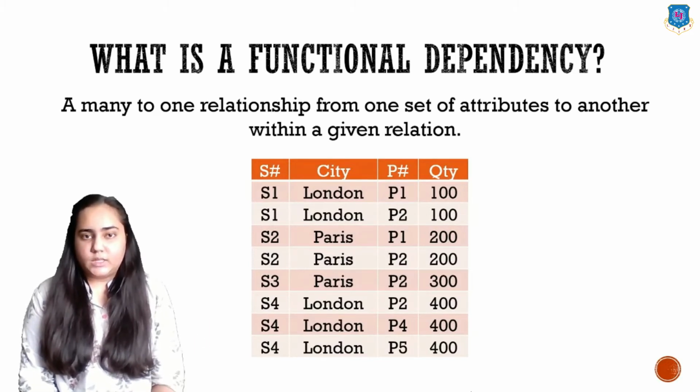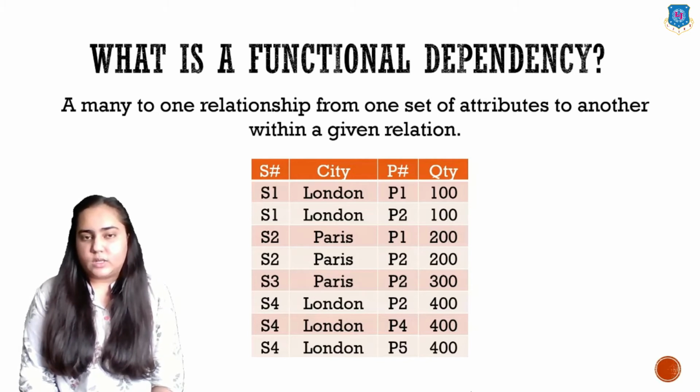First of all, take a look at this table right here. This table contains 4 columns: S hash, city, P hash, and quantity. And S hash stands for the supplier number. This is a very small sample table taken from a database for auto parts supply. So S hash is the supplier number. City is where the supplier is located. P hash is the part number that the supplier is selling, and quantity is the amount or the number of parts of that type sold by the supplier. So you'll notice here that there are several suppliers, S1, 2, 3, and 4, based in different cities and selling different types of parts and different quantities of those parts. Now here we are going to try to identify functional dependencies by checking if one column is having a many-to-one relationship with another column of this table.